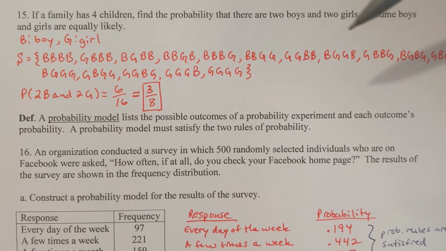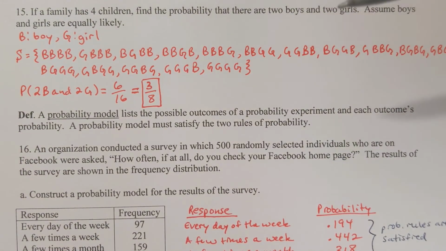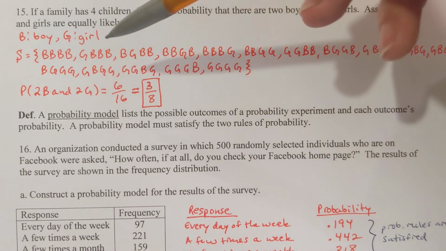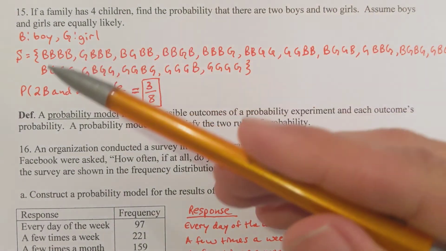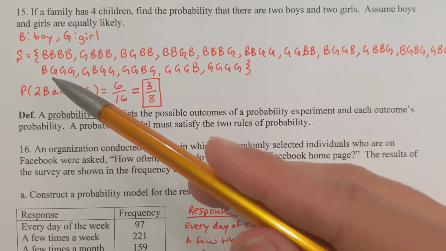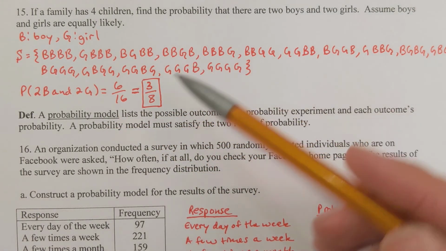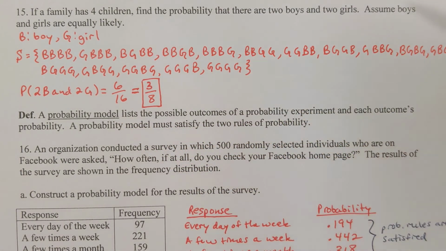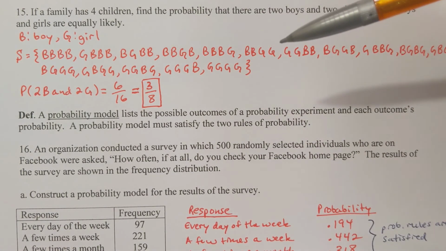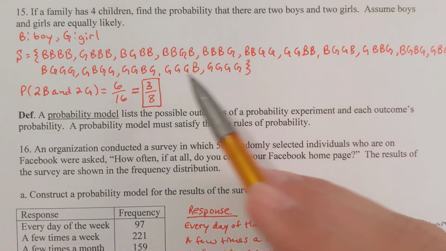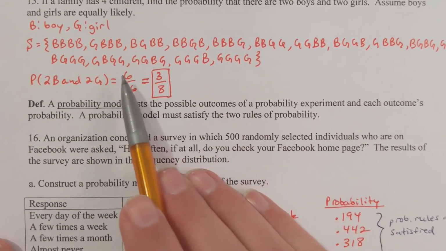Now, I want to finish listing all the ways I can have 4 children. So I got no girls, 1 girl, 2 girls. What if I have 3 girls? Okay, that means that I've got 1 boy, and the 1 boy can be born first, second, third, or fourth. So I'd have 4 elements there to list. And then the last outcome is if I have all 4 girls. Okay? Now, if I count the elements, there should be 16 total that I've got listed.